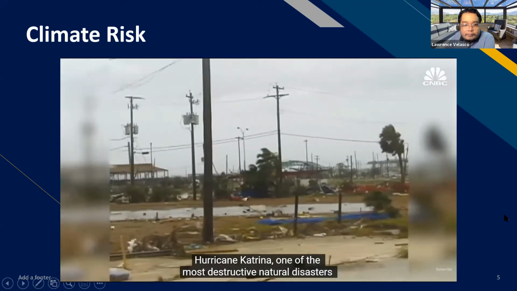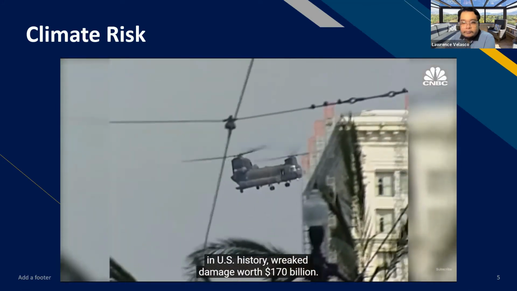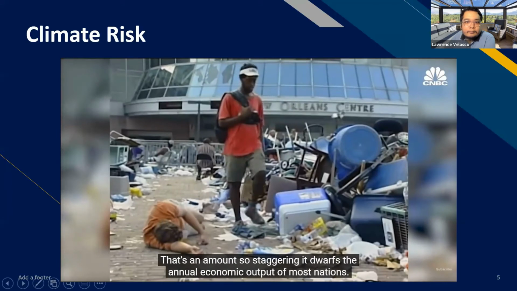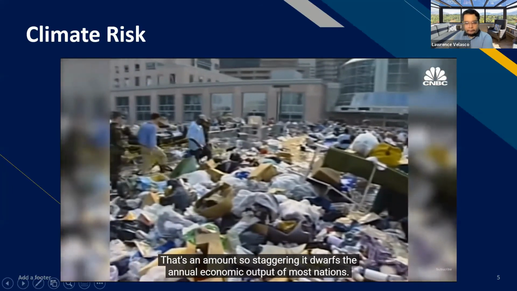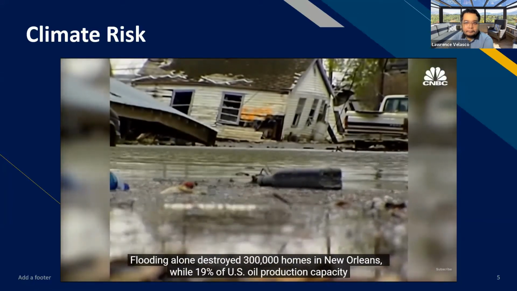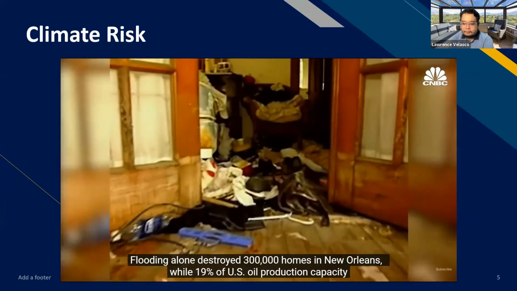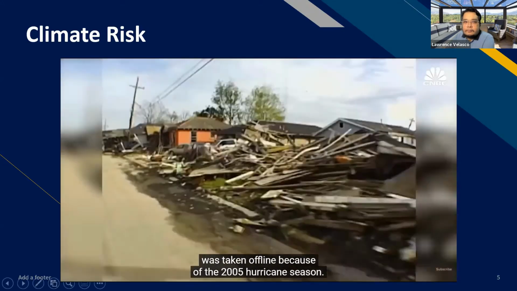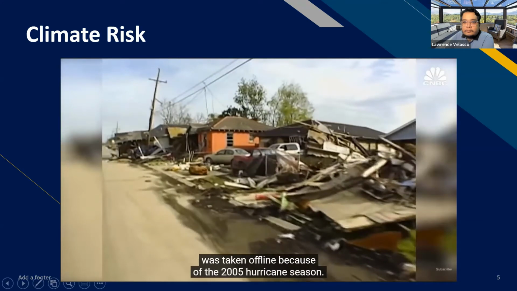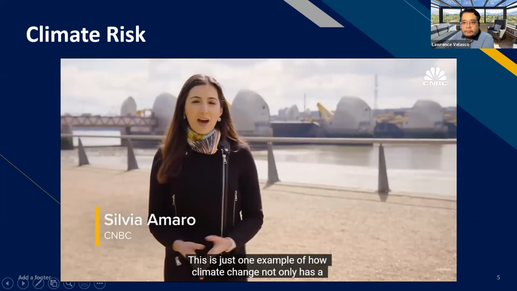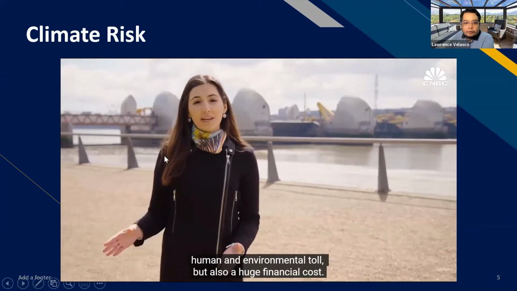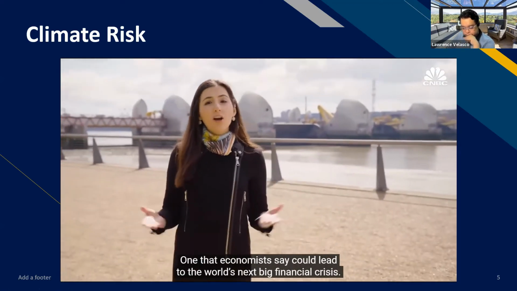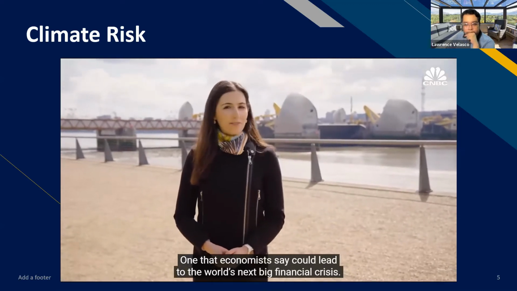Hurricane Katrina, one of the most destructive natural disasters in U.S. history, wreaked damage worth $170 billion. That's an amount so staggering it dwarfs the annual economic output of most nations. Flooding alone destroyed 300,000 homes in New Orleans, while 19% of US oil production capacity was taken offline because of the 2005 hurricane season. This is just one example of how climate change not only has a human and environmental toll, but also a huge financial cost. One that economists say could lead to the world's next big financial crisis.